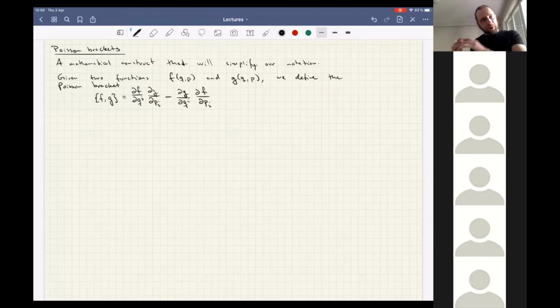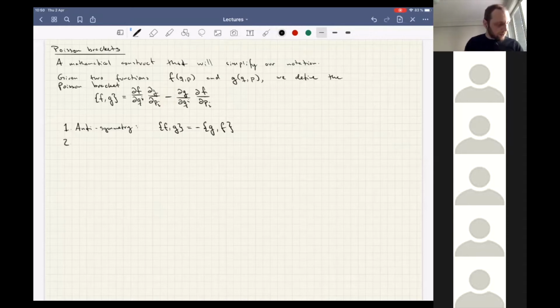But first, I want to go through a number of important properties that this bracket has. So the first one is anti-symmetry. You see from this minus sign here that if I change the order of f and g, this Poisson bracket is going to change sign. So the Poisson bracket of f with g is going to be minus the Poisson bracket of g with f. This is just changing the role of f and g in this expression.